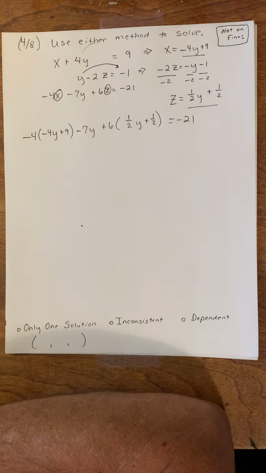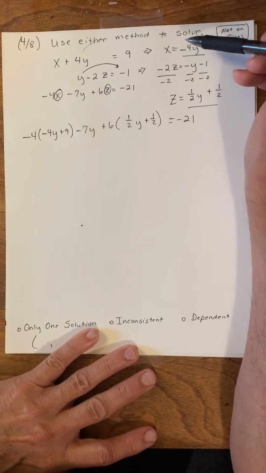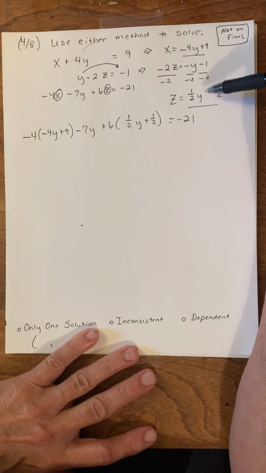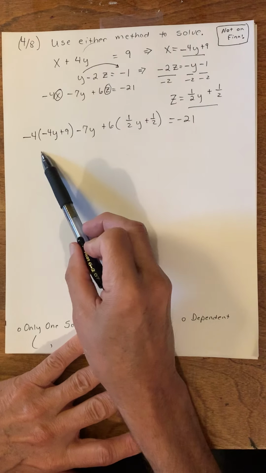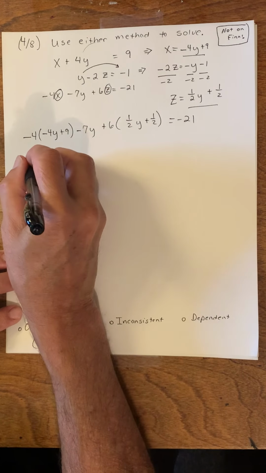Kind of convoluted there, but here's what we did. We solved one equation in terms of y, the other equation in terms of y. That way I can substitute and just have y's in this equation. Let's do a little distributive.